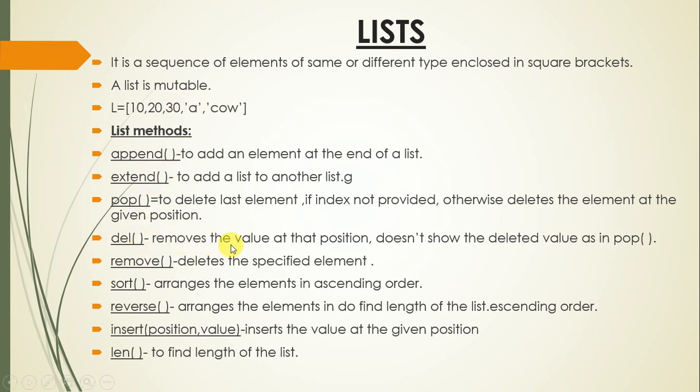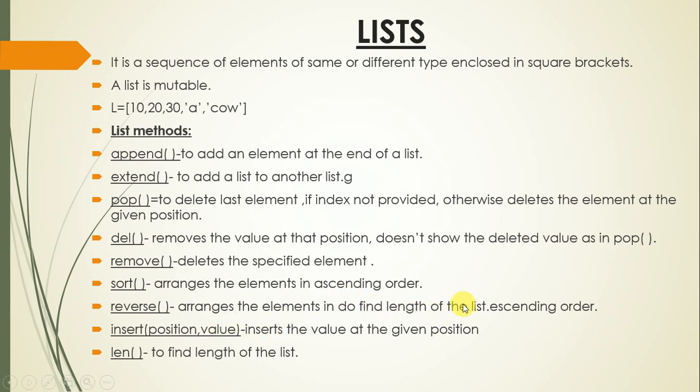Del: it removes the value at that position but doesn't show the deleted value as the pop function does. Remove function: it deletes the specified element. Whatever element is specified in the parentheses, that element will be deleted from the list. Sort: this function is used to arrange the elements in ascending order. Reverse: this function is used to arrange the elements in descending order.